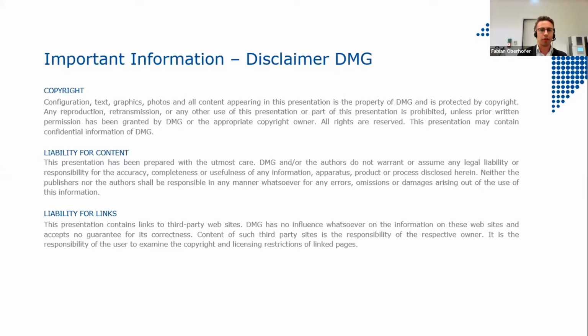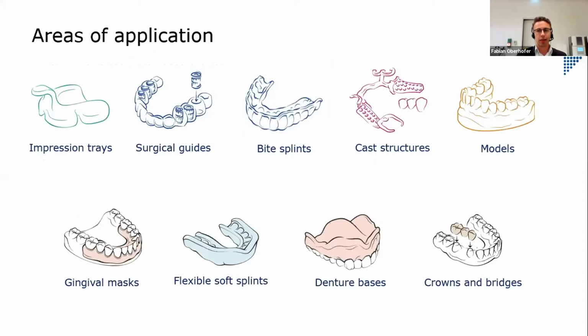Is it visible? Perfect. So at first, let me talk a little bit about the areas of application where we can use 3D printing at this moment. There are various indications for 3D printing, starting from impression trays, going over surgical guides, bite splints like we will do today, castable structures, and models in all variations. You can print gingival masks for models, and you will be able to print flexible soft splints and even denture bases and crowns and bridges. All these materials are or will be available in a short time, and everything with the same 3D printer.